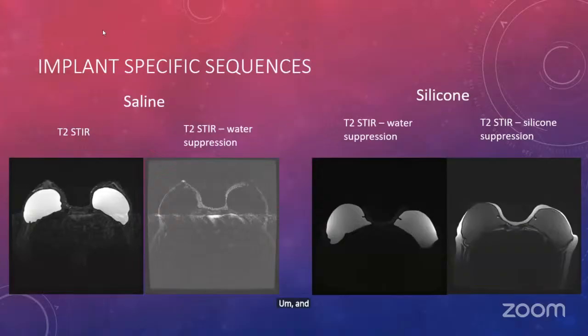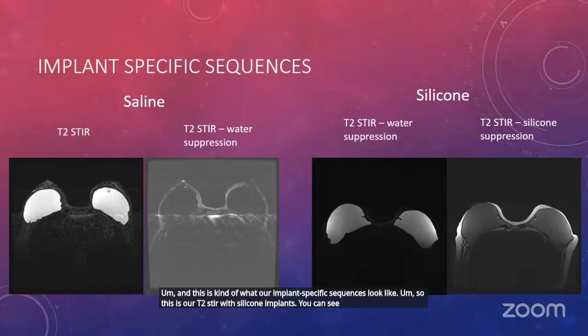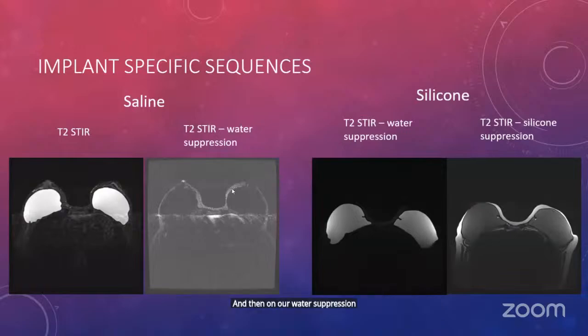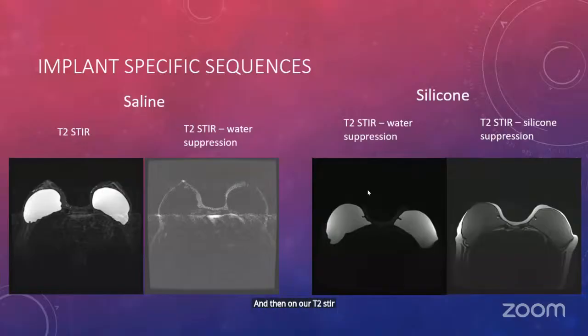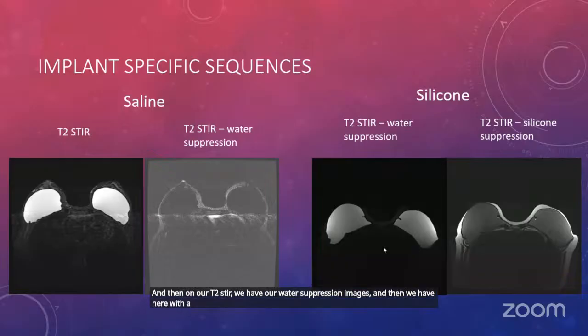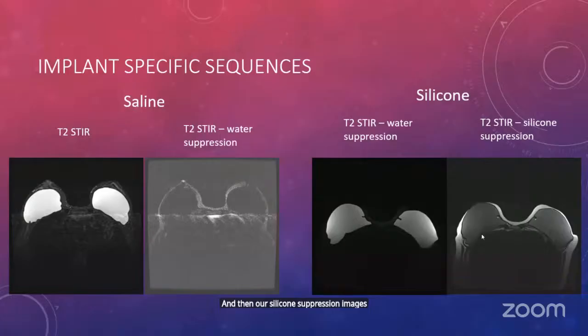And this is kind of what our implant-specific sequences look like. So this is our T2 stir with silicone implants. You can see that these saline implants are T2 bright. And then on our water suppression images, these saline implants are satted out. And then we have here with a silicone implant, our water suppression images. And then our silicone suppression images make the silicone implants darker.